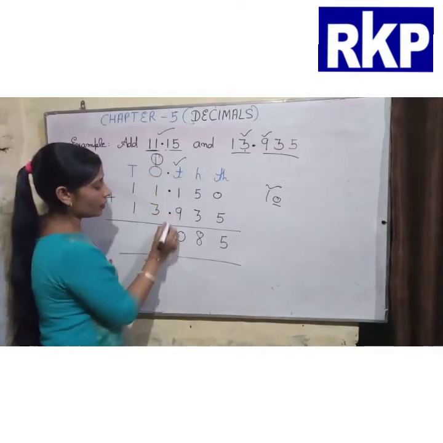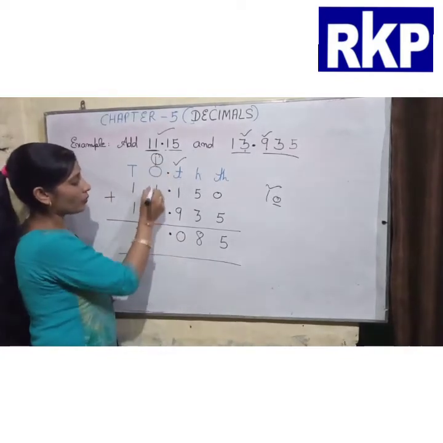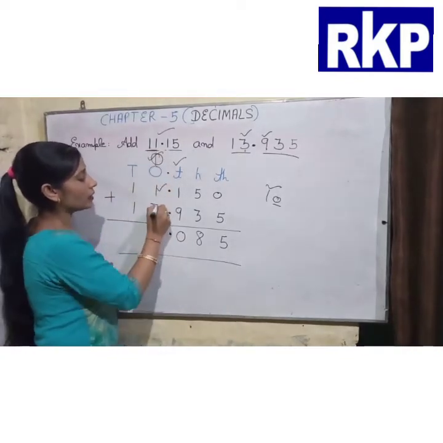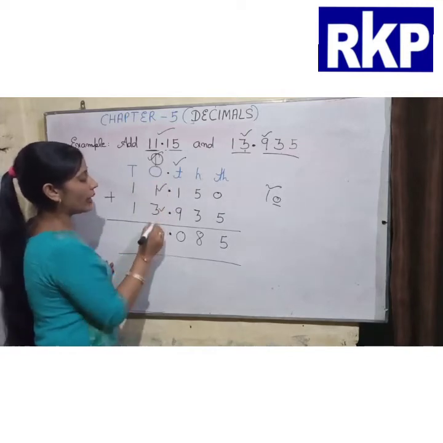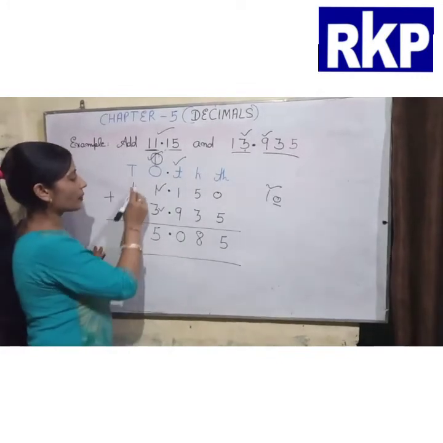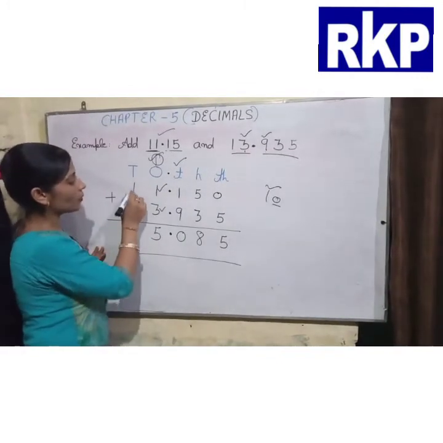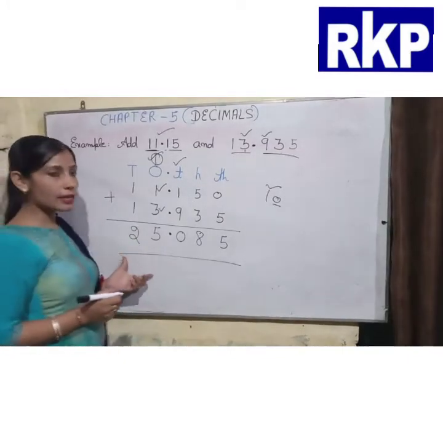Now here we have to put the decimal, and now we have to add 1, 3, 1, 1 and 3, 1 and 1, 2 and 3, 5. Now comes the tens place. Here we have 1 and 1, so 1 and 1 is 2. Okay, so it is very easy.